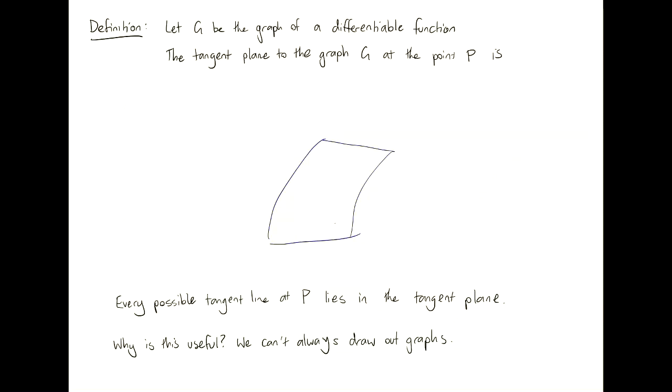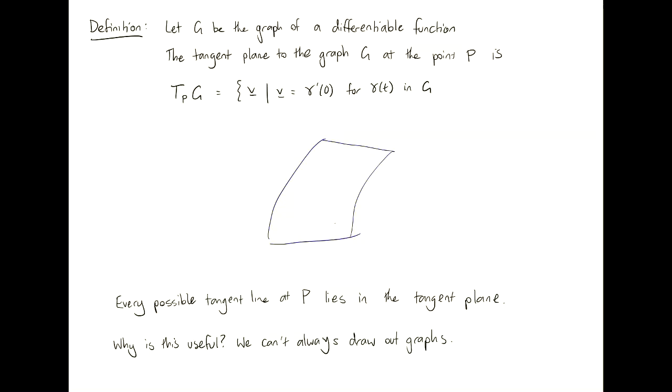And we're going to say, let G be the graph of a differentiable function. Then the tangent plane to the graph G at point P, denoted as the tangent plane at point P of G, is the set of vectors V such that V is equal to gamma dash of 0, for gamma of t in G.